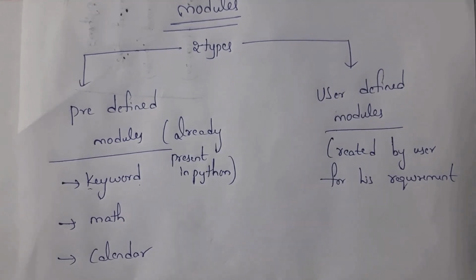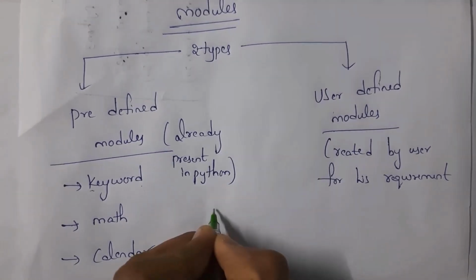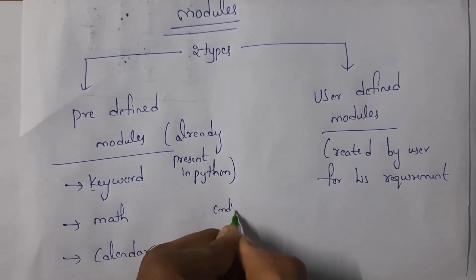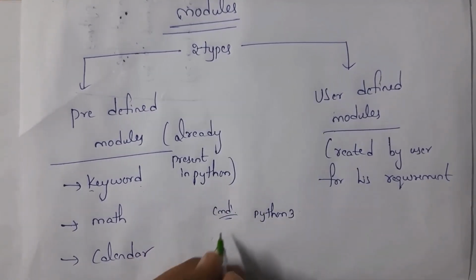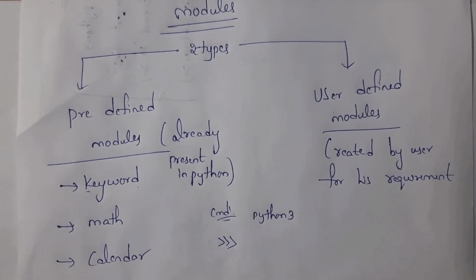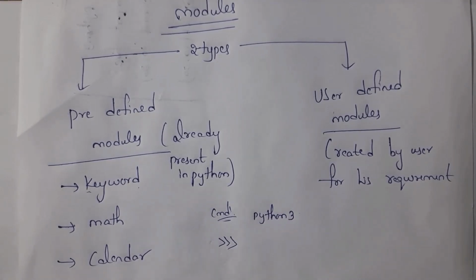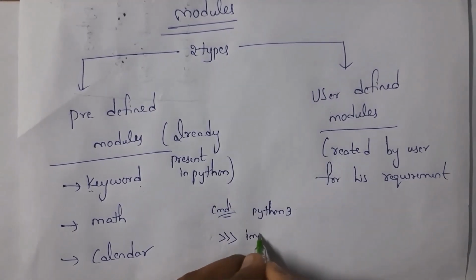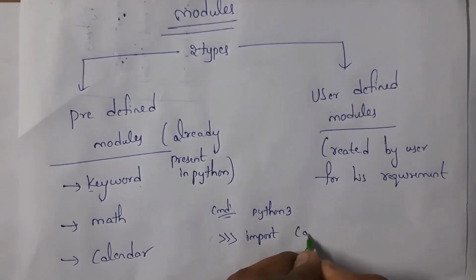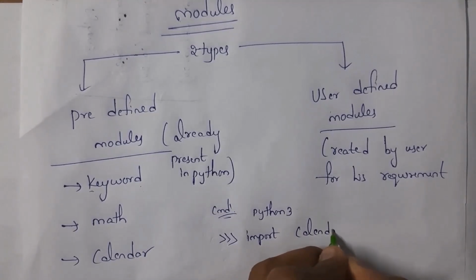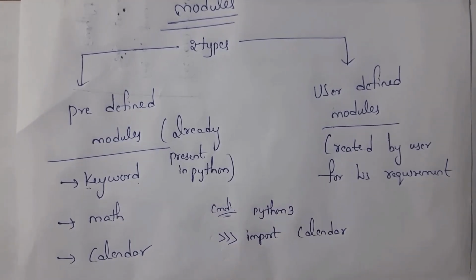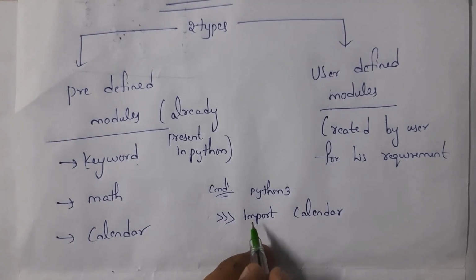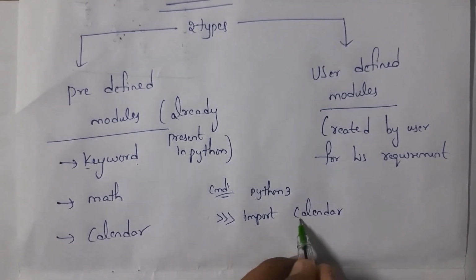For example, I want to print 2023 calendar. So just open command prompt and open Python 3. There is no need of separately creating calendar module. Just we can import this module because it is already present in Python. So just write here import module, that is calendar. After writing import calendar, this is calendar module.